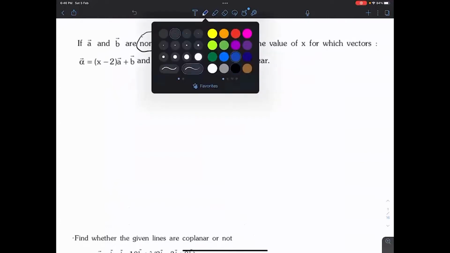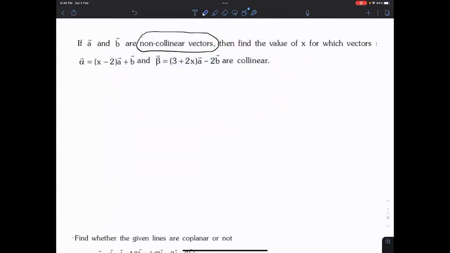Okay. So what is meant by collinear vectors? Collinear points we all know. If 3 points are collinear, they must lie on a straight line. No? Then only we say 3 points are collinear. Now what do you mean by 2 vectors are collinear?